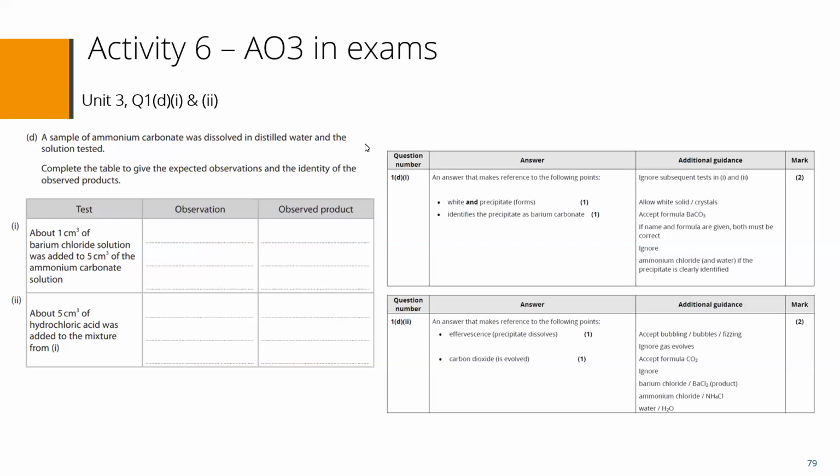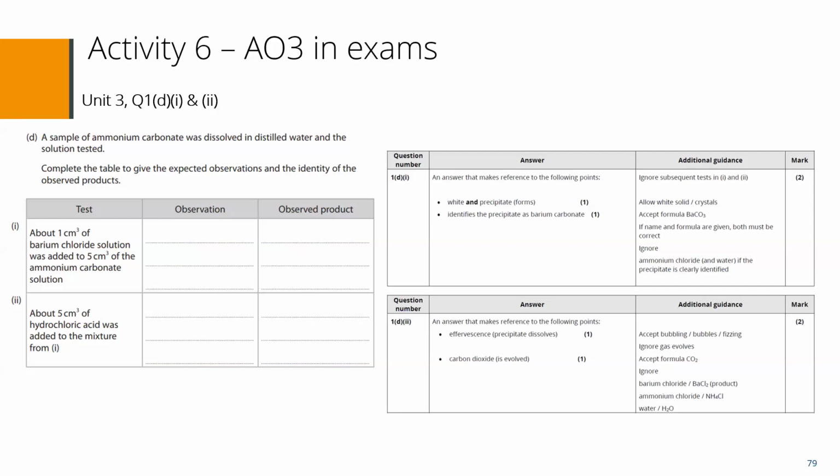Okay, the next question. A sample of ammonium carbonate was dissolved in distilled water and the solution tested. Complete the table. So you've got the ammonium carbonate, and barium chloride was added to 5 cubic centimetres of the ammonium carbonate solution. What's the observation and what's the observed product? And hydrochloric acid was added. What's the observation and what's the observed product? And here's the mark scheme over on the right-hand side.